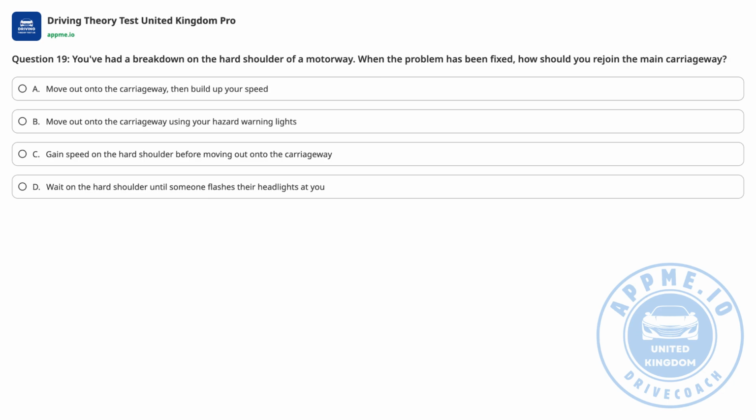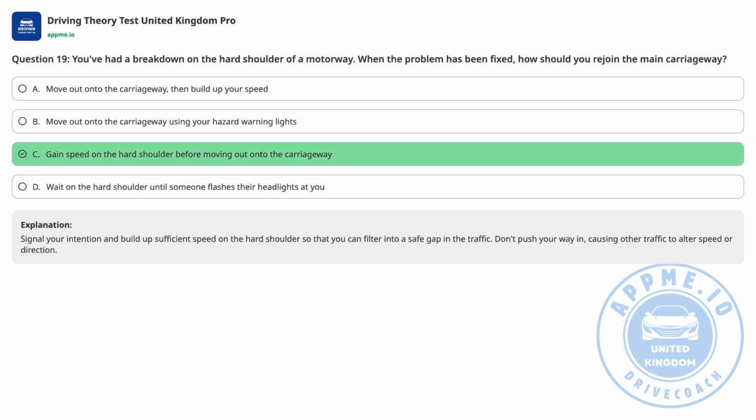B. Move out onto the carriageway using your hazard warning lights. C. Gain speed on the hard shoulder before moving out onto the carriageway. D. Wait on the hard shoulder until someone flashes their headlights at you. The correct answer is C.